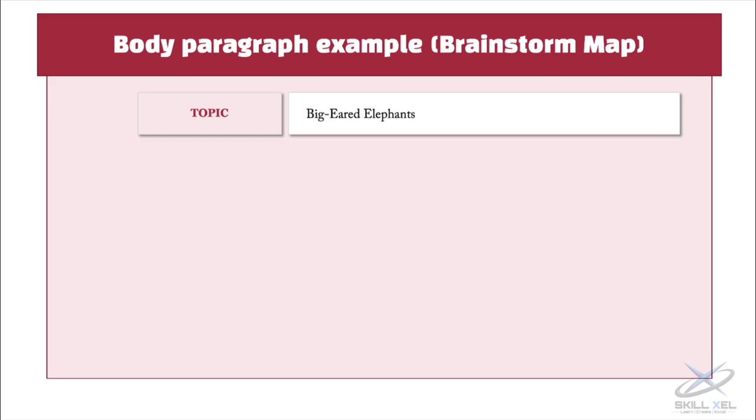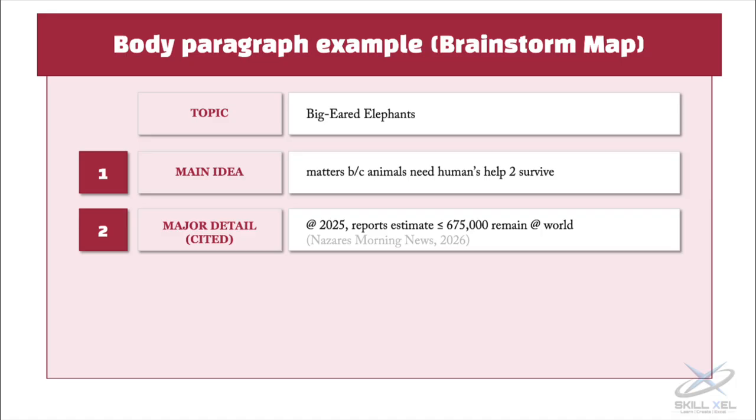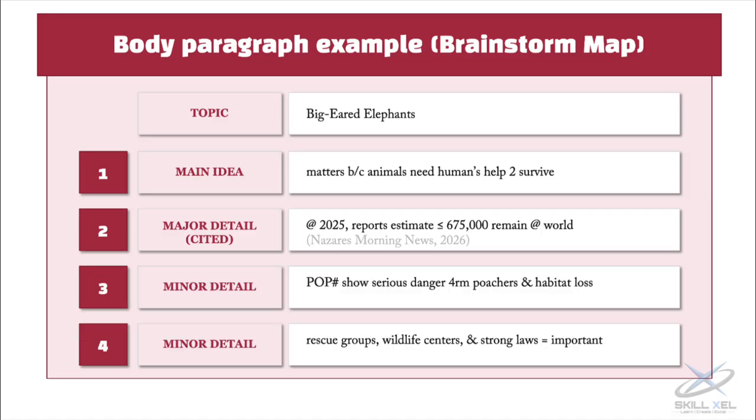So body paragraph examples as they appear on the brainstorm map. If your topic is about big-eared elephants, for example, then your main idea will look like this. It will be shorter words. Remember, this is the body paragraph model. The main idea and the details are student written. The major details use source evidence needed in the citation. So when you plan your citations as such, you do not need to put your citations into the model for the brainstorm map. You just write down the keywords.